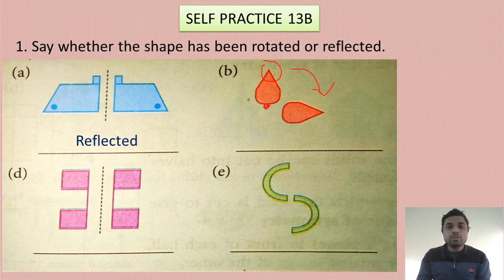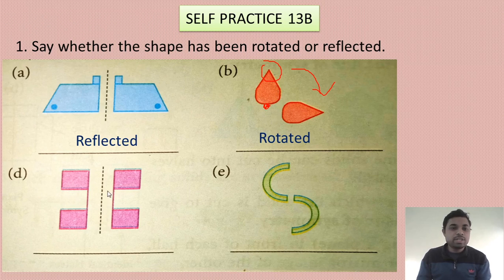Okay, so when it rotates, how will it be? It looks like this, that means this will be rotated. Okay, not reflected. Why? Just see, you cannot see a middle line here, and the distance from this point and this point are not equal. You cannot say this is reflected. Okay, so this will be rotated.